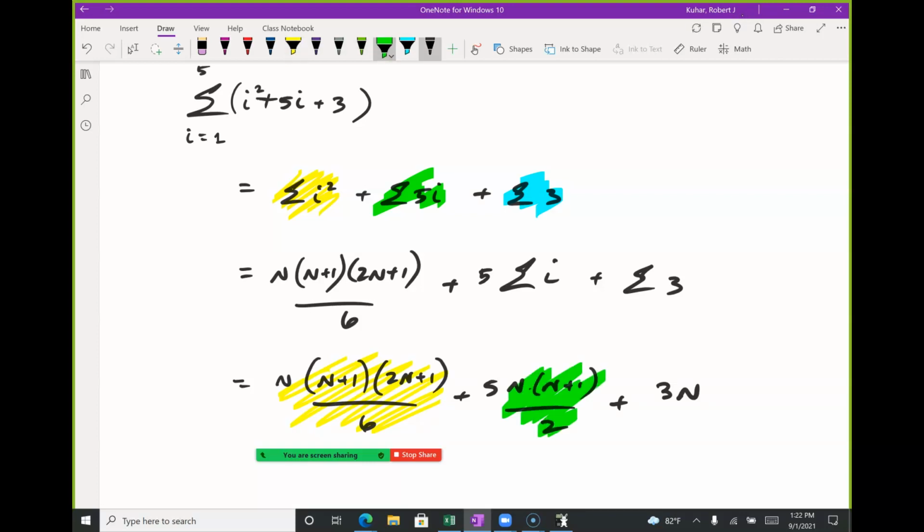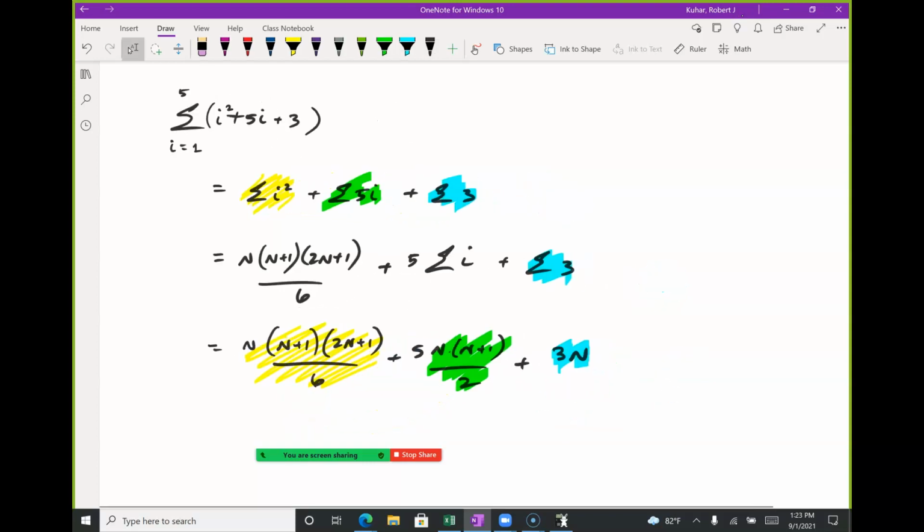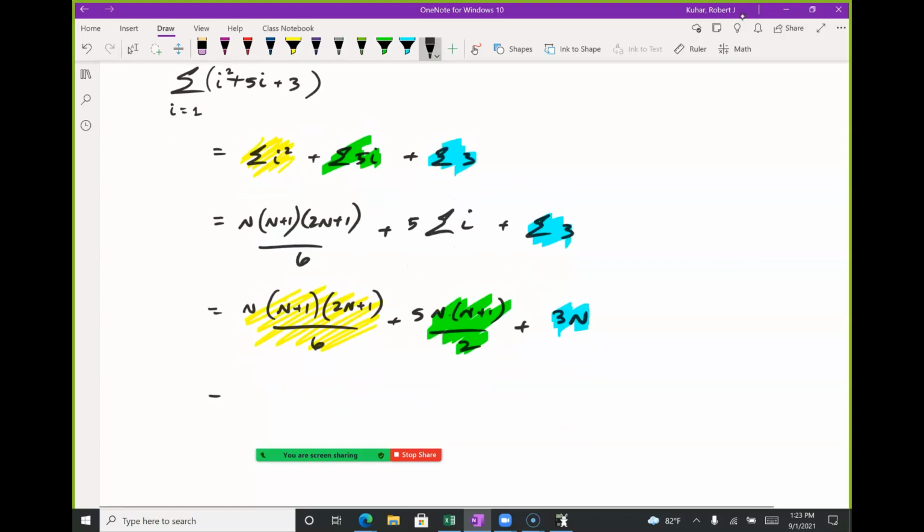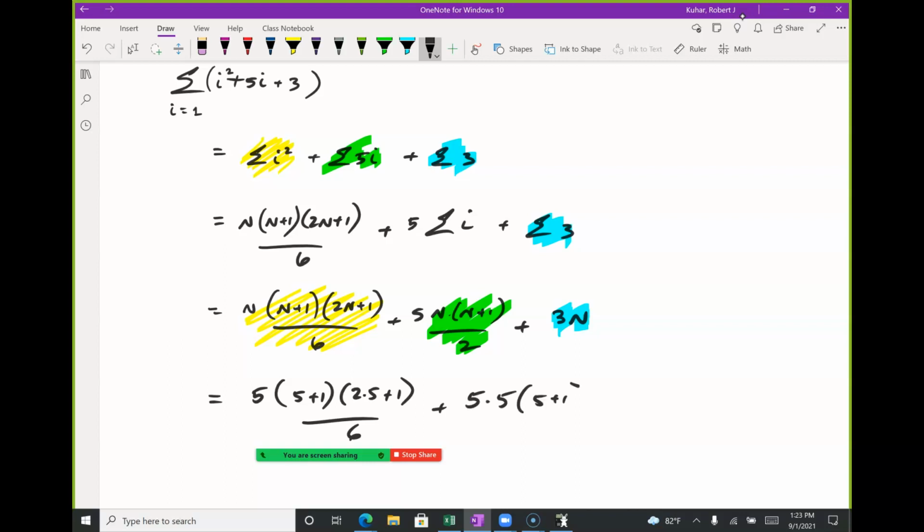The green part is the sum of i, the blue part is the sum of 3, right? The sum of 3 is 3n. Sum of a constant is n times the constant, right? Is that making sense? Everybody with me there? Yeah. So then I'm plugging in, and what's my final value for n? It's 5, right? So I'm plugging in 5 times 5 plus 1 times 2 times 5 plus 1 all over 6 plus 5 times 5 times 5 plus 1 all over 2 plus 3 times 5.